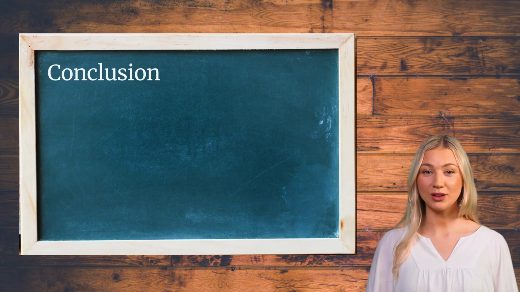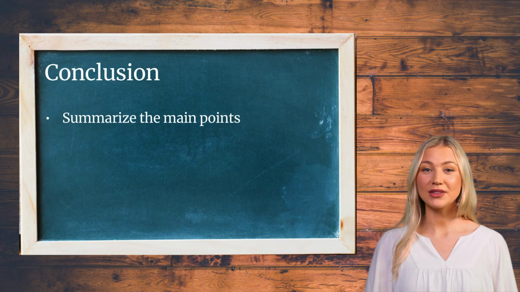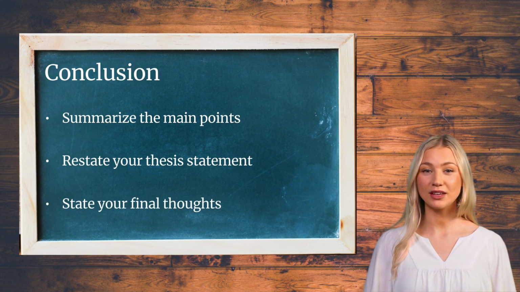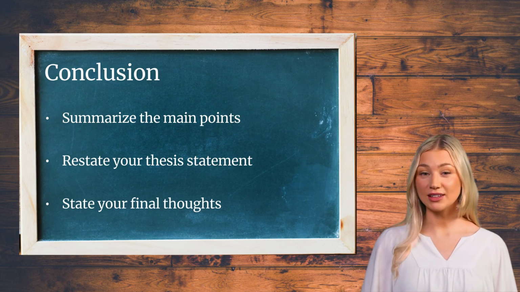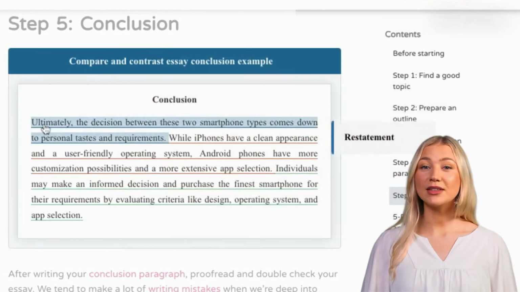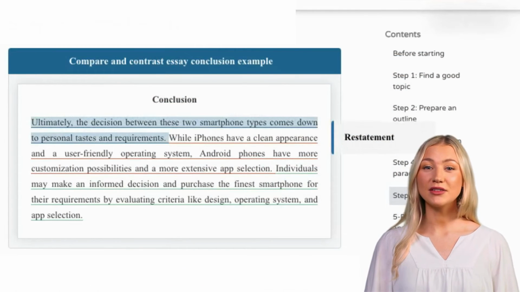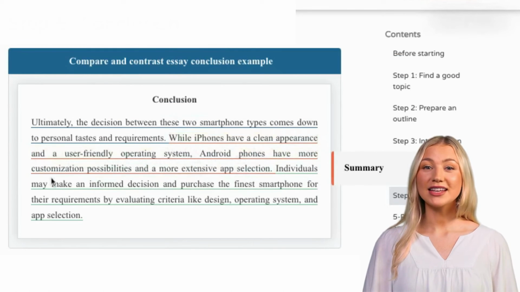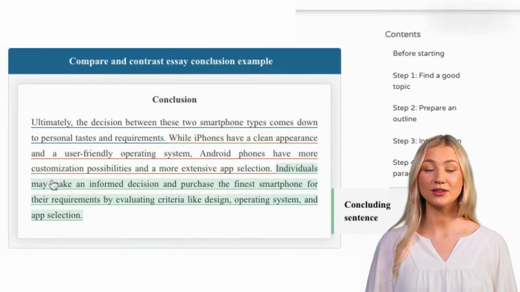The conclusion part of your essay aims to summarize the main points, restate your thesis statement, and state your final thoughts on the topic. This structure is almost always the same for all types of essays. Our example conclusion starts with the restatement, the sentence where the writer mentions their thesis statement again. The second sentence is the summary, a quick recap of the comparison. And lastly, the concluding sentence is where the writer gets a chance to highlight their final thoughts.